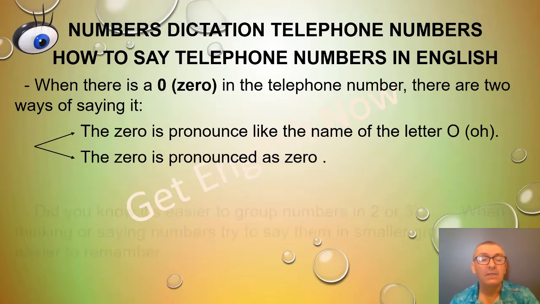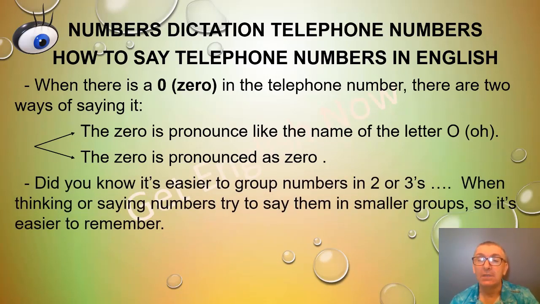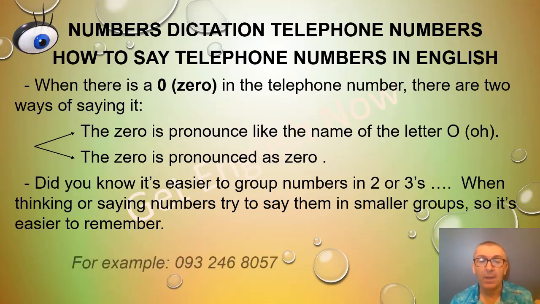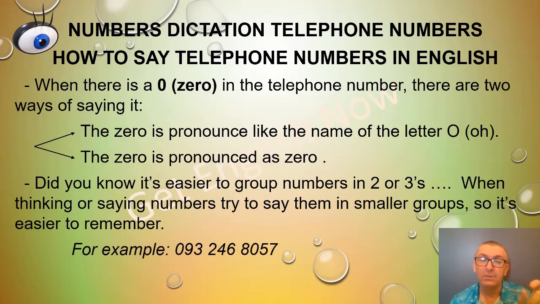Did you know it's easier to group numbers in 2 or 3s when you're saying a number? When thinking or saying numbers, try to say them in smaller groups. So if we have a telephone number, for example, when I think of that number, I think of them in small groups. 093 246 8057. Okay, instead of going 0932468057.